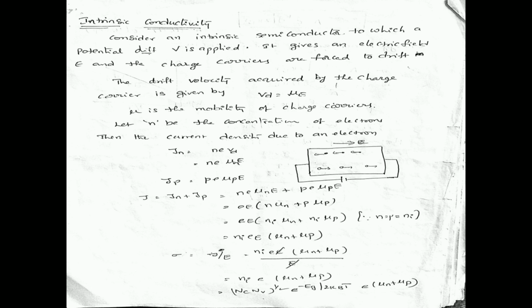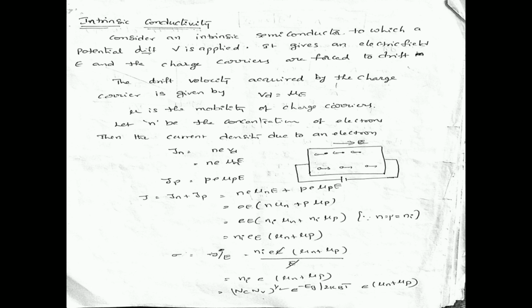So conductivity is equal to the current density divided by the applied field. That is the formula for conductivity. Conductivity sigma is equal to J by E. Here J is the current density and E is the applied field. So J is equal to ni e E (mu n plus mu p), divided by E. The field E cancels. Next, sigma is equal to ni e (mu n plus mu p).